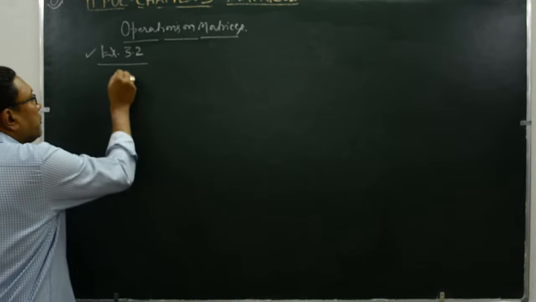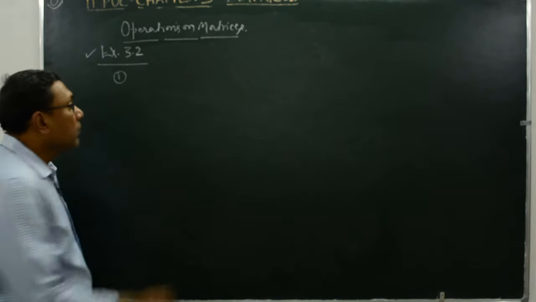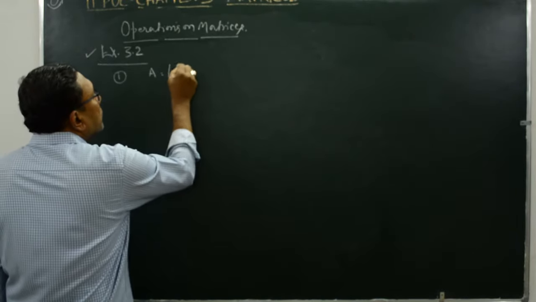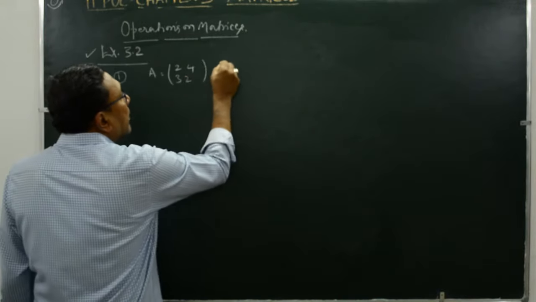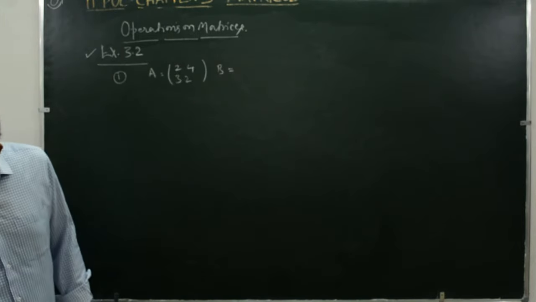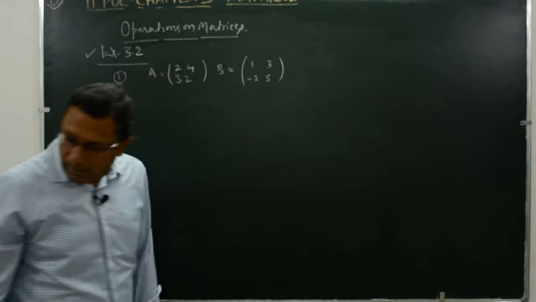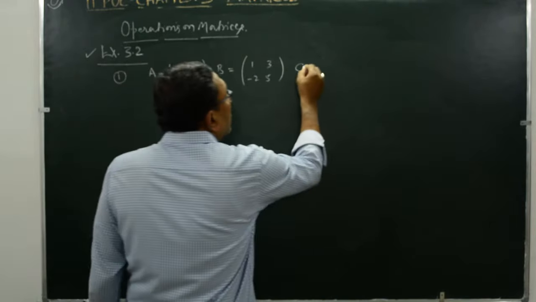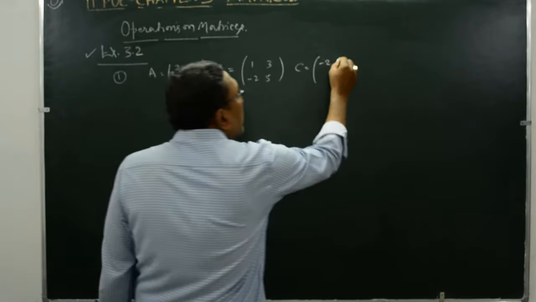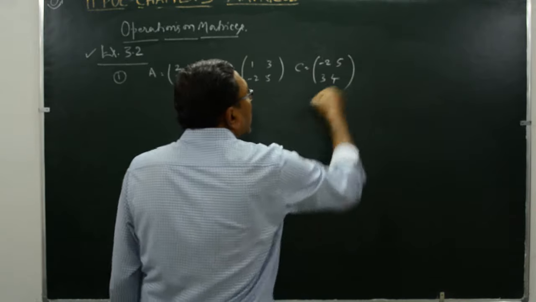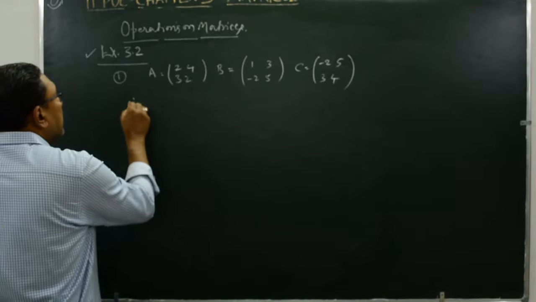The first problem we are going to take is: let A be equal to 2, 4, 3, 2, and B be equal to 1, 3, minus 2, 5, and C be equal to minus 2, 4, 3, 4. What we need to do is find each of the following. First is A plus B.